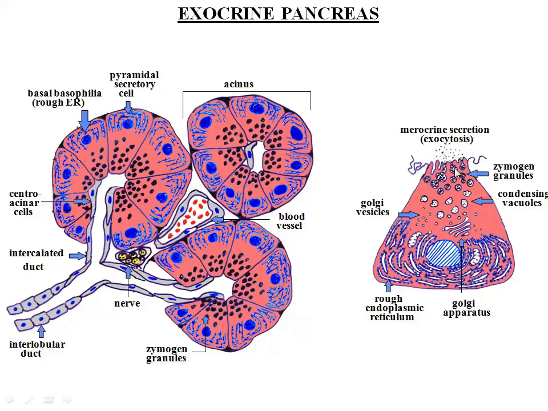This kind of release of zymogen granules is termed merocrine secretion. There are different types of secretion processes in histology. Among them, one is merocrine. Sometimes the entire cell with its secretion gets detached and bursts. Sometimes the cell bursts and releases the secretions. Likewise, there are different types, but merocrine secretion here happens with exocytosis.